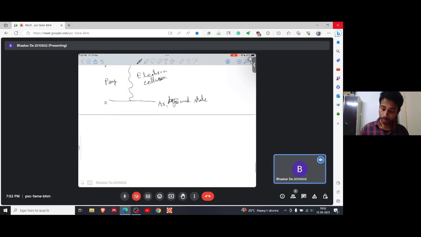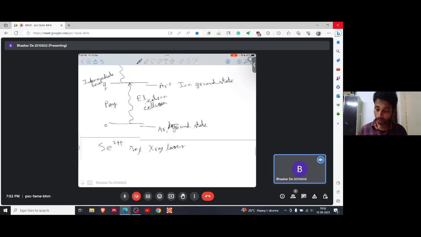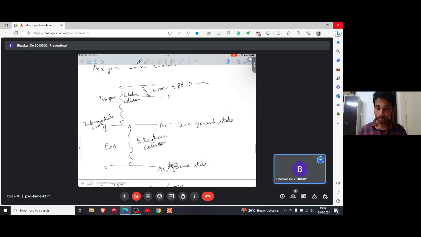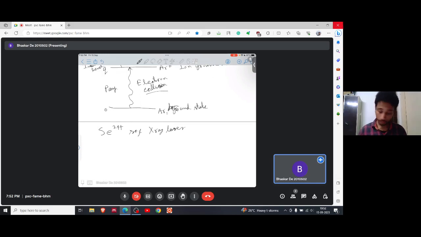This thing can also be seen in another thing, that is the selenium soft X-ray laser. So in argon there are two stages of ionization included. So this is the first ionization by electron collision, and then this is the first ionization step, this is the second ionization step. But in the selenium there are 24 stages of ionization.